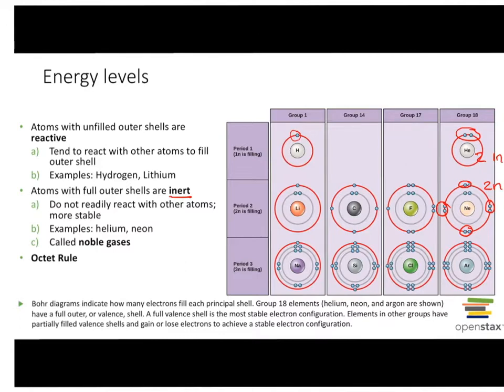We can see over here, lithium only has 1 electron in that valence shell, so this guy is very reactive. Chloride has 7 of its 8. It has 1, 2, 3, 4, 5, 6, 7 electrons, and it's missing an 8th, so this guy may want to pull electrons from another substance. So these guys are very reactive.